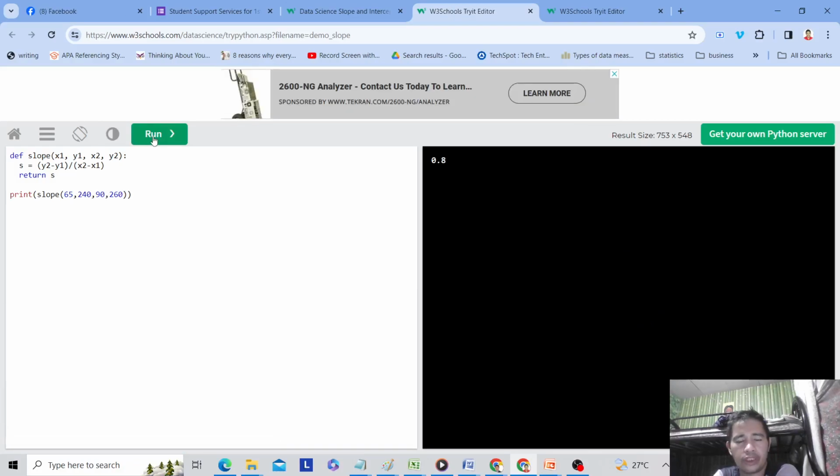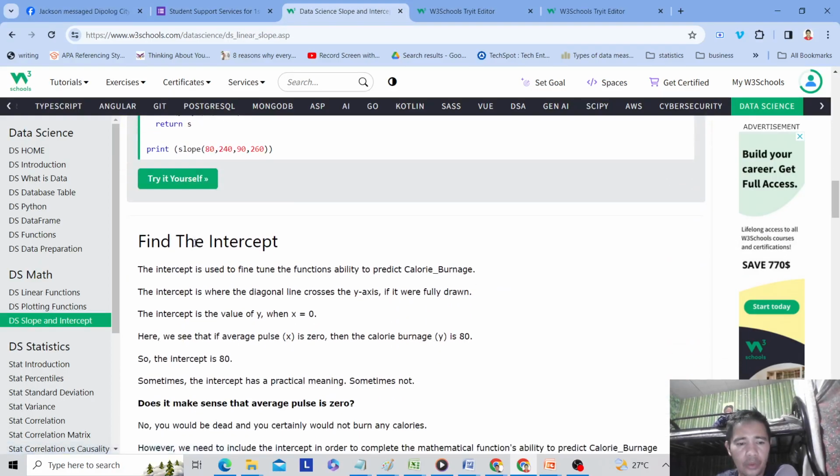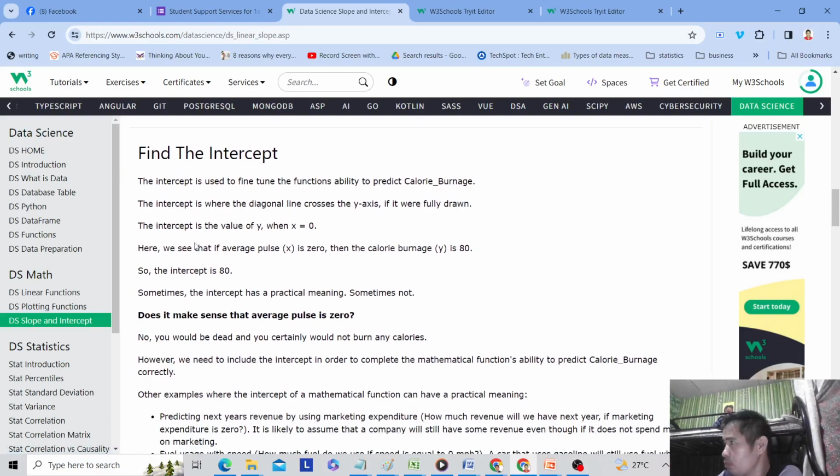Maybe a 0.8. The slope is 0.8. Okay. So what's next? Next is we're going to find the intercept. The intercept is used to find the function's ability to predict calorie burnage.